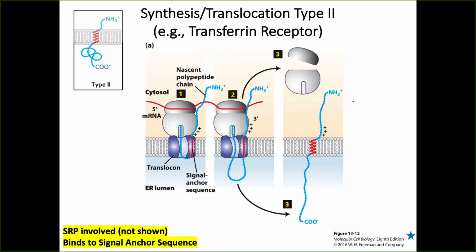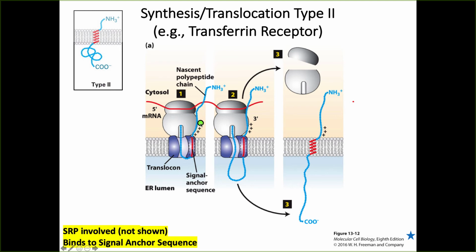Now we are going to go into type 2. Here the interesting part is that there is no signal sequence. Instead, what we have, we call a signal anchor sequence. So what is this signal anchor sequence? As the protein is being translated, it will have a hydrophobic residue which will put this particular section into the signal anchor sequence.